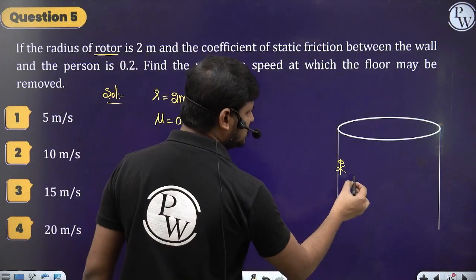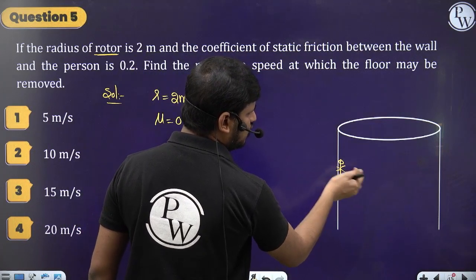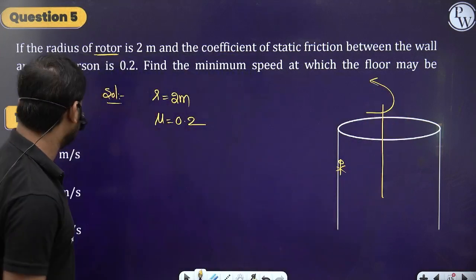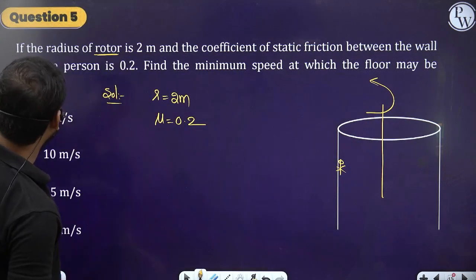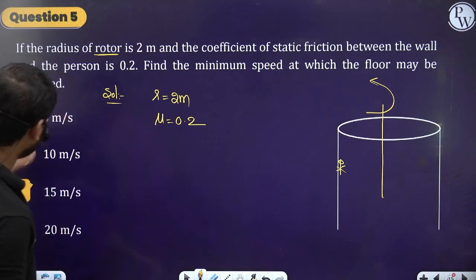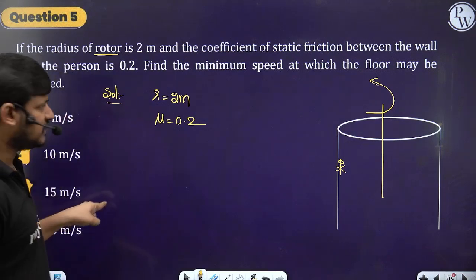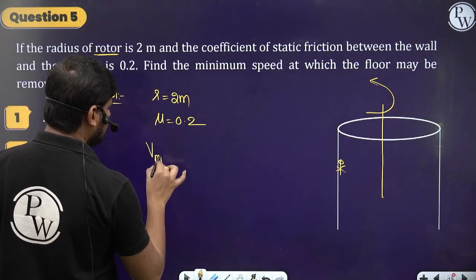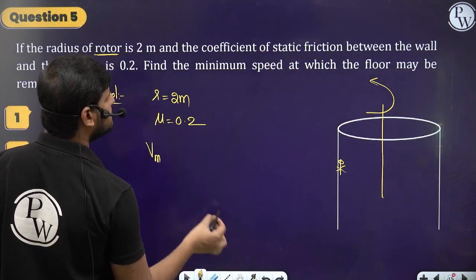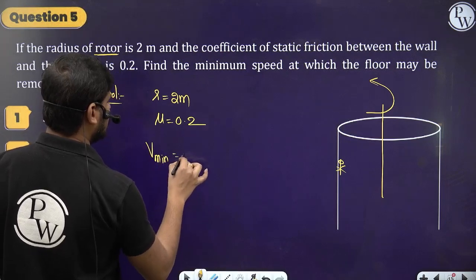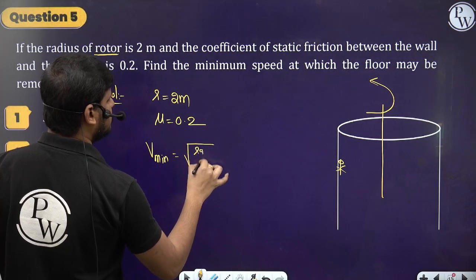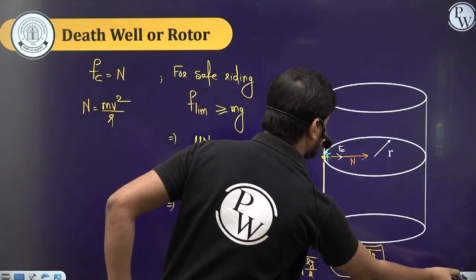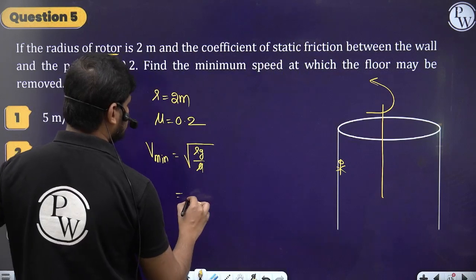If the floor is removed, the person will be attached to the rotor. The rotor is moving with some angular velocity omega. That's what they are saying. So here v they are asking or omega they are asking, just understand. So v they are asking, see here, meter per second is given. So we know that the v minimum, or the minimum speed, is root over r g by mu, yes or no? Just now we have seen, v minimum is equal to root over r g by mu. So just substitute the value.